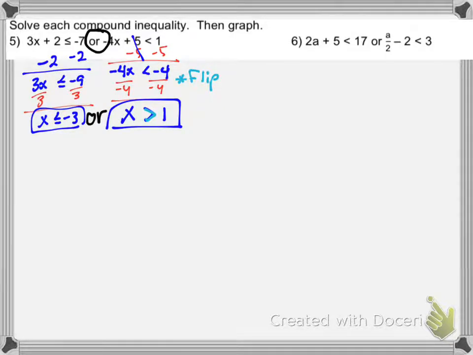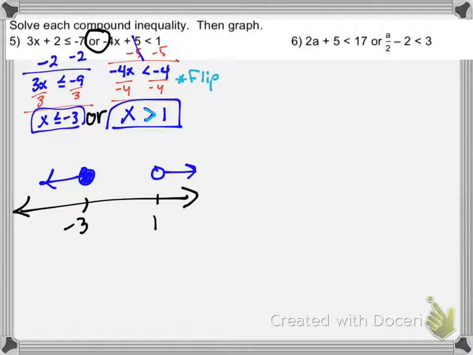That's an OR statement, so I'm going to draw my number line, put the two numbers in the correct relative spots, and graph each inequality. Remember to fill in when it's this symbol and open circle for that symbol. Cool, let's do another one.